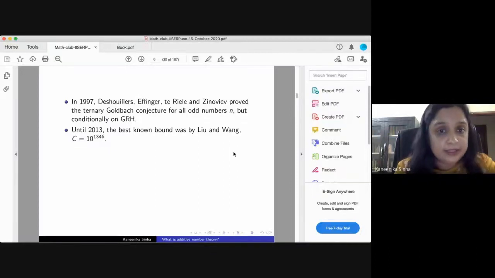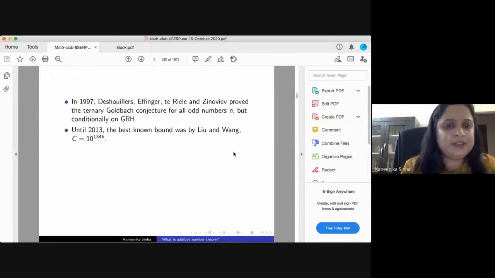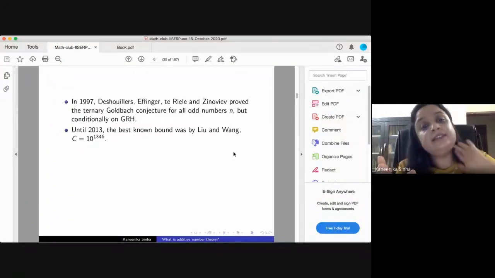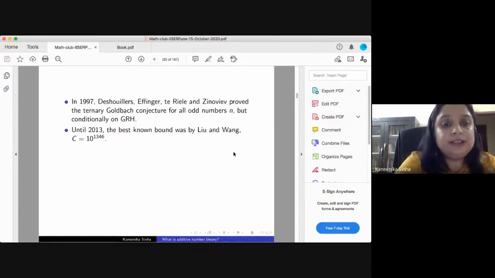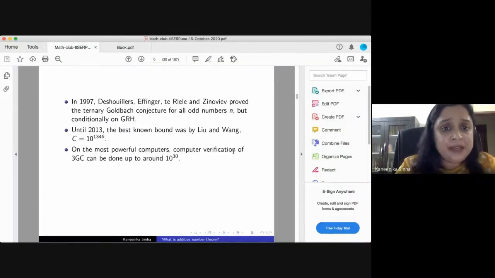So until 2013, the best known bound was by Liu and Wang, which is 10 raised to the 1346. Now of course you can ask, isn't it immediate now? We can just check it for all the odd values less than 10 raised to the 1346. But it turns out that on the most powerful computers, computer verification of the ternary Goldbach conjecture, which in shorthand notation we also call 3GC, can be done up to around 10 raised to the 30.